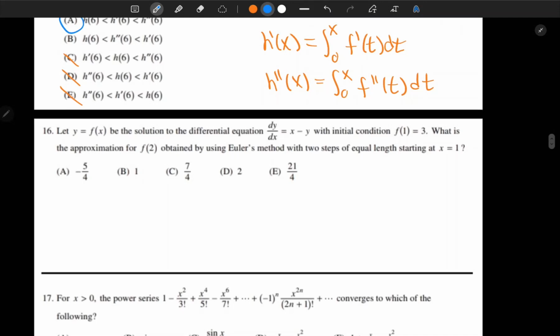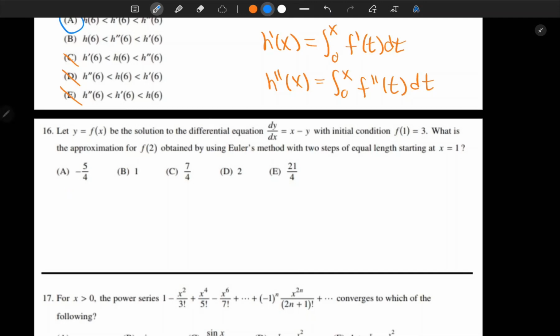Next, let y equals f of x be the solution to the differential equation dy/dx is equal to x minus y, with initial condition f of 1 is equal to 3. What is the approximation for f of 2 obtained by using Euler's method with two steps of equal length starting at x is equal to 1?